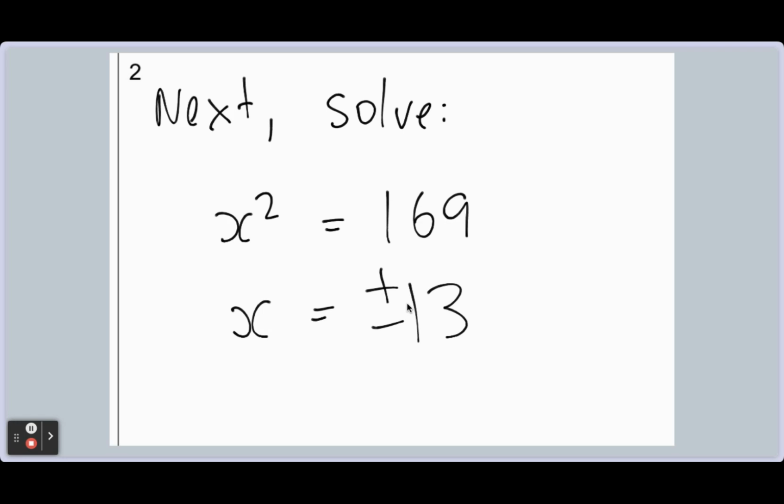So if I was spelling out the equation, this is all I'll say on it. I would say x squared equals 169. Therefore, x equals plus or minus the square root of 169, which is plus or minus 13. That's how I would do it.